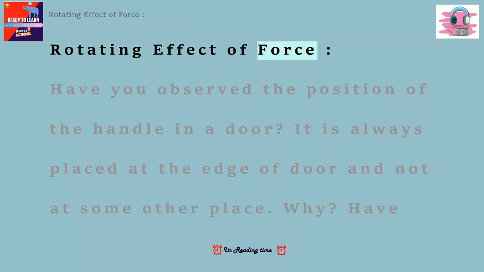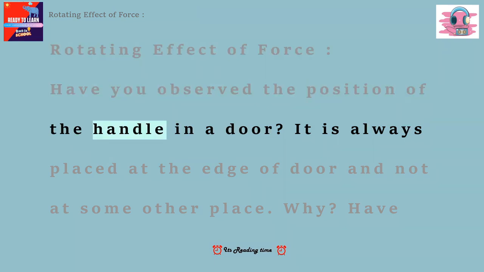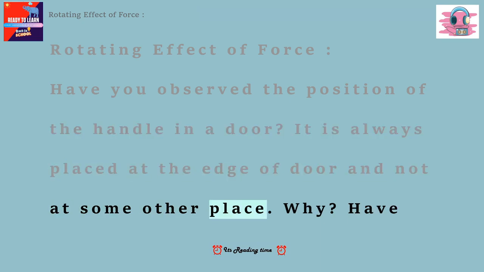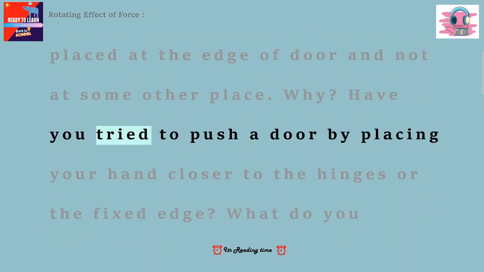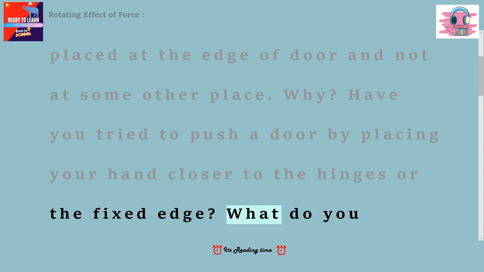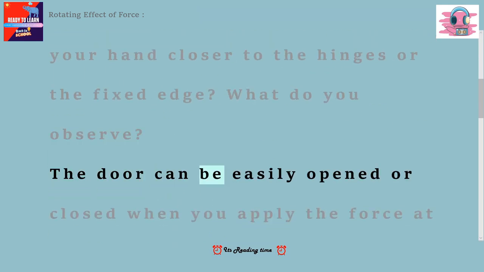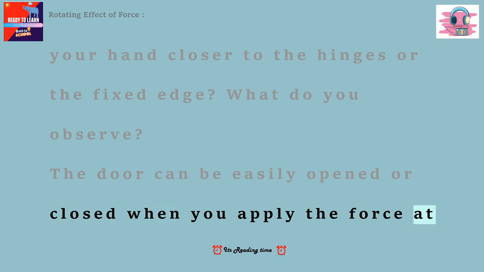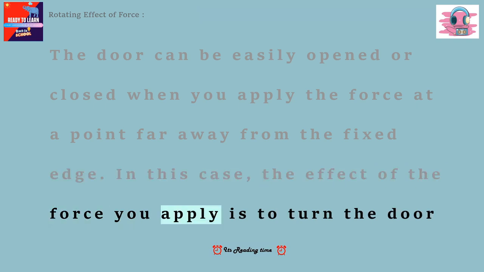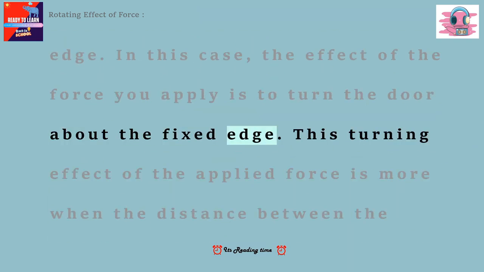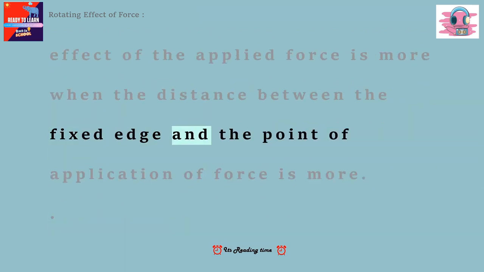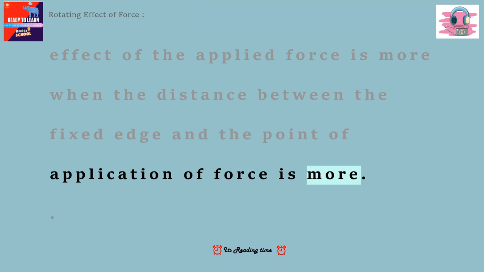Rotating effect of force. Have you observed the position of the handle in a door? It is always placed at the edge of the door and not at some other place. Why? Have you tried to push a door by placing your hand closer to the hinges or the fixed edge? What do you observe? The door can be easily opened or closed when you apply the force at a point far away from the fixed edge. In this case, the effect of the force you apply is to turn the door about the fixed edge. This turning effect of the applied force is more when the distance between the fixed edge and the point of application of force is more.